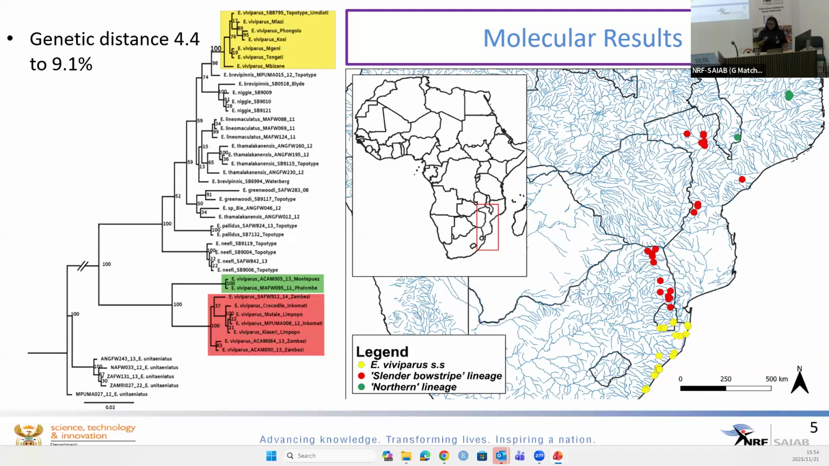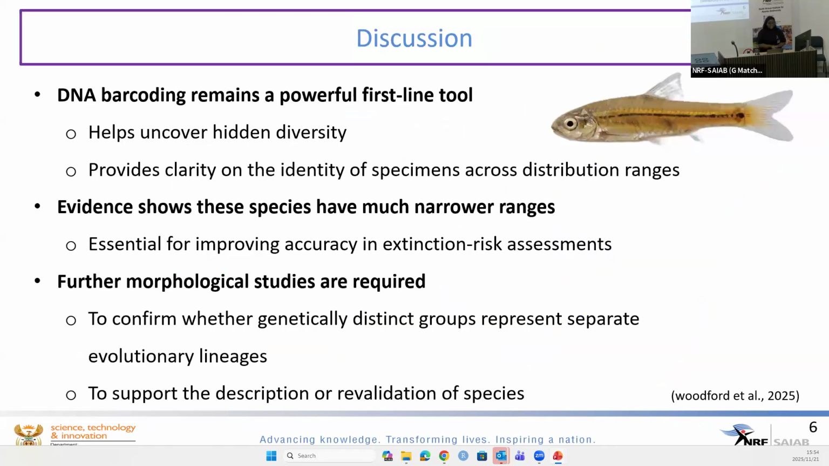The slender bowstripe is found from the Incomati, Limpopo, up to the Zambezi River system, and the northern lineage is found in the Palombe River and also the Montepuez River system.